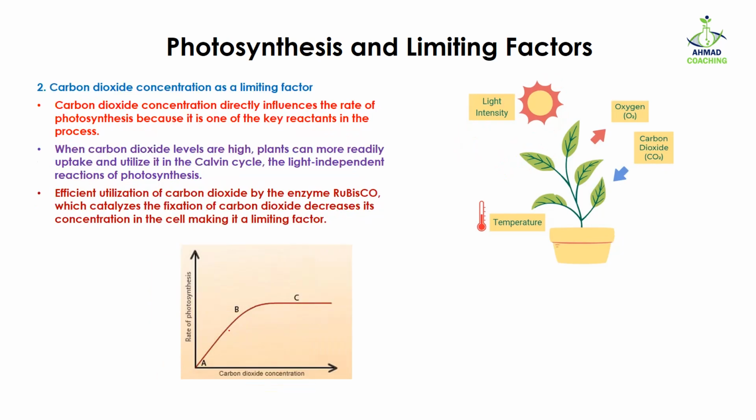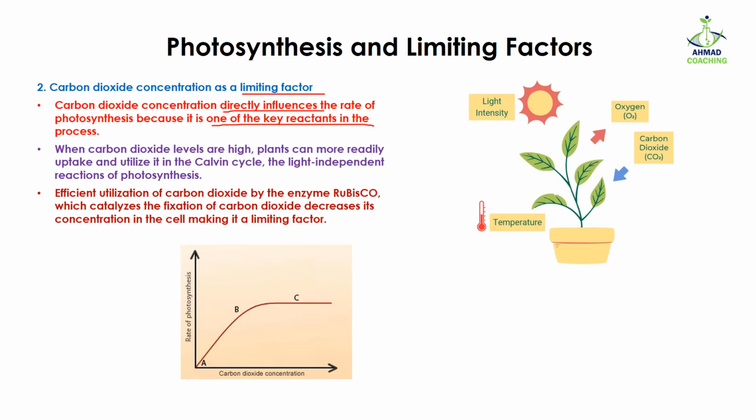The second factor is concentration of carbon dioxide, which acts as a limiting factor of photosynthesis. Carbon dioxide concentration directly influences the rate of photosynthesis because it is one of the key reactants in the process. We know that carbon dioxide plus water combine to make glucose and oxygen. So carbon dioxide is very, very important.